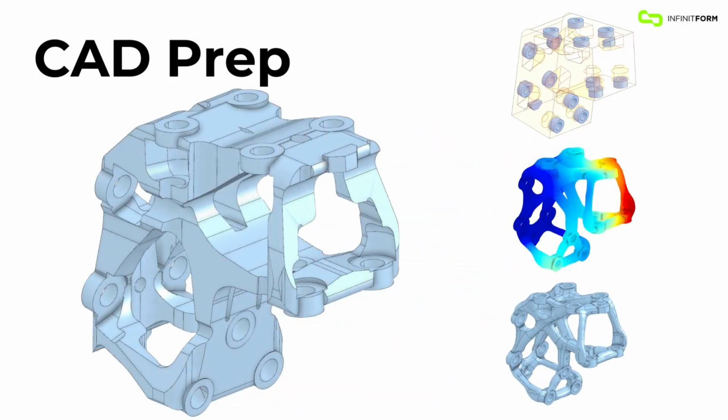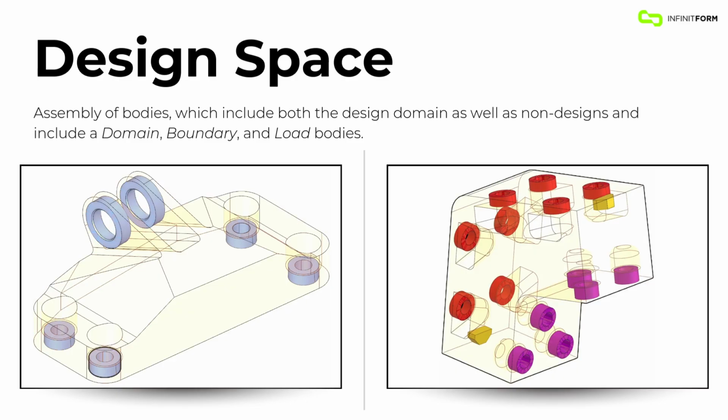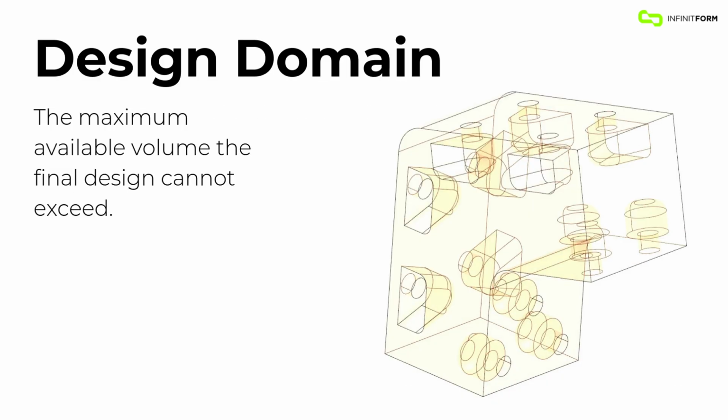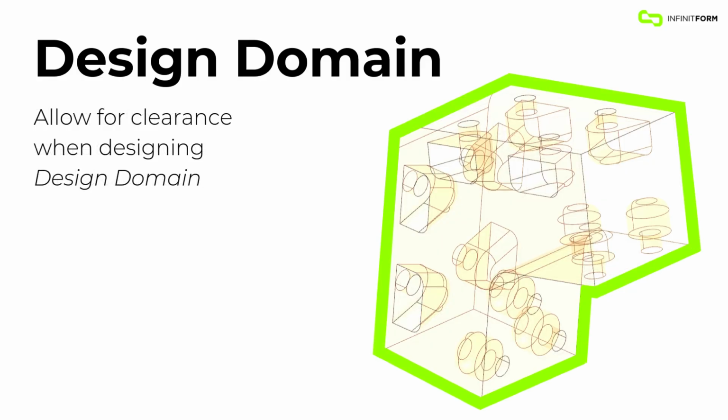Let's get started by reviewing InfinitForm's CAD assembly requirements. A design space consists of bodies that include both the design domain and non-designs. The design domain represents the maximum available volume for optimization, defining the boundaries within which InfinitForm will work. Ensure you allocate appropriate clearance where necessary for the final design.